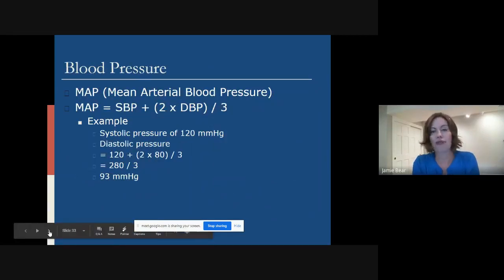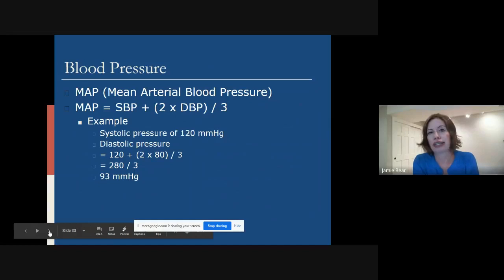So to calculate the mean blood pressure, and mean just means the average blood pressure, we look at systolic blood pressure plus 2 times the diastolic pressure, and we divide all of that by 3. And the reason we do 3 is because we're looking at 3 parts: 1 part of systole and then 2 parts of diastole, because we spend more time in diastole.